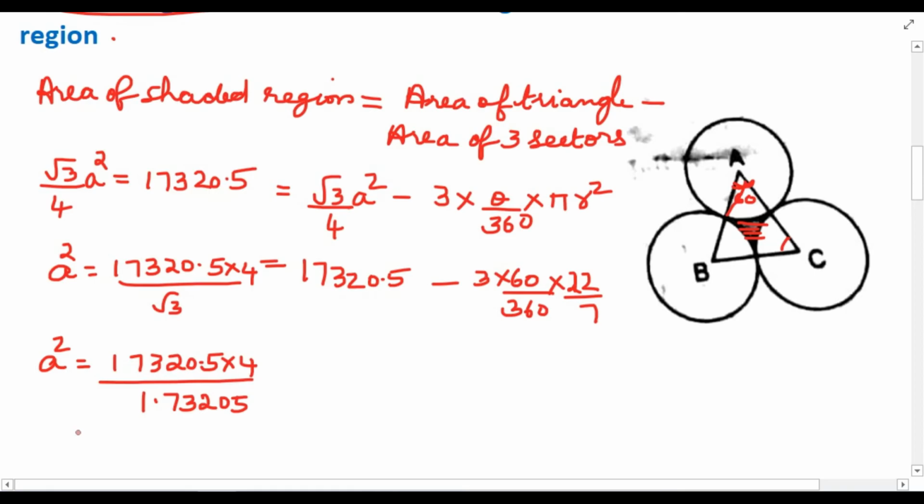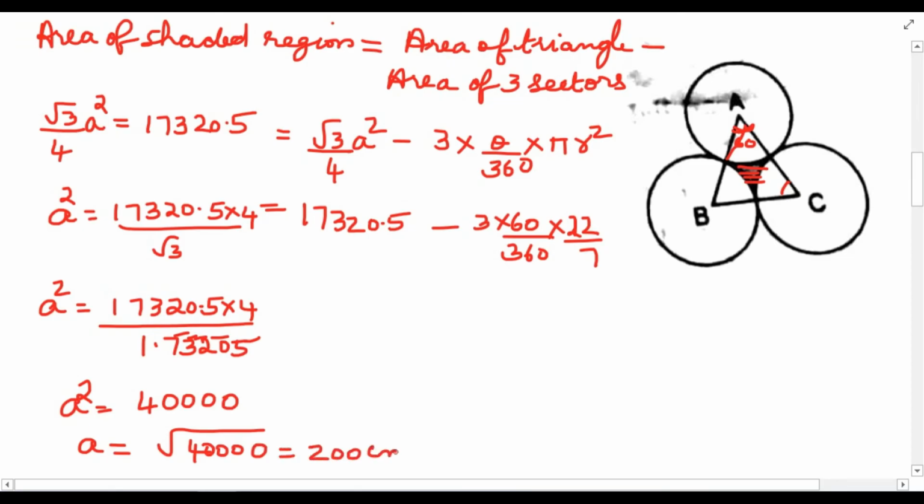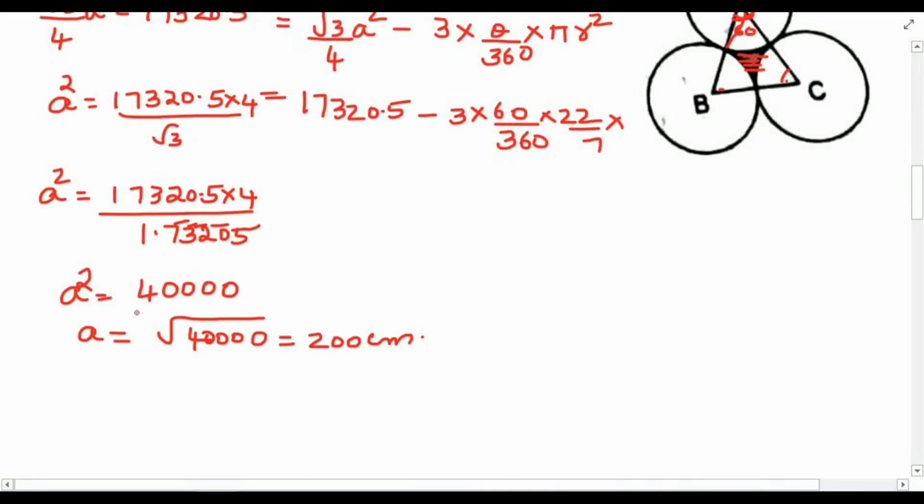So when you simplify this, there are 5 digits after the decimal point. So when you multiply with 10,000, the numerator also you have to multiply, so we'll be getting a square as 40,000. A will be the square root of 40,000, which is equal to 200 centimeter. Now we got the side of the equilateral triangle as 200, but they have given radius is half the length of the side of the triangle, so which is equal to 100 centimeter.